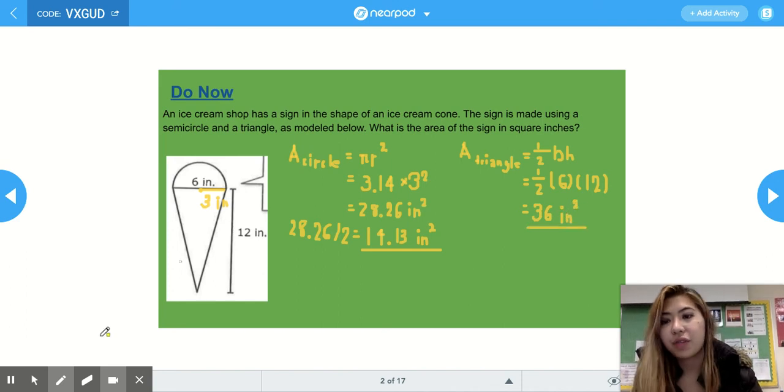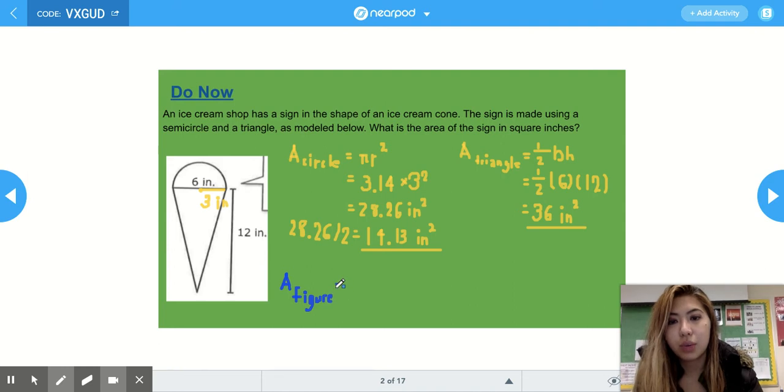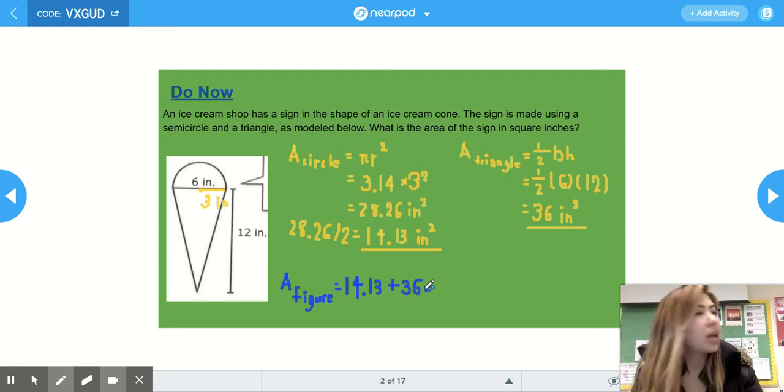To find the area of the figure, we're going to have to add together the area of the semicircle, or the half circle, and the area of the triangle. So we're adding together 14.13 and the 36. And that gives us 50.13. So that will be our answer, 50.13 inches squared.